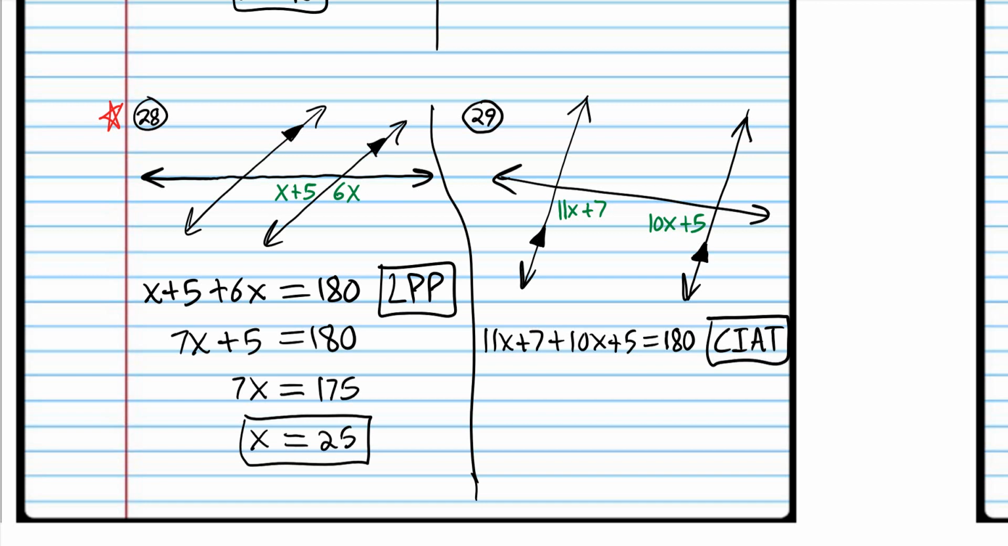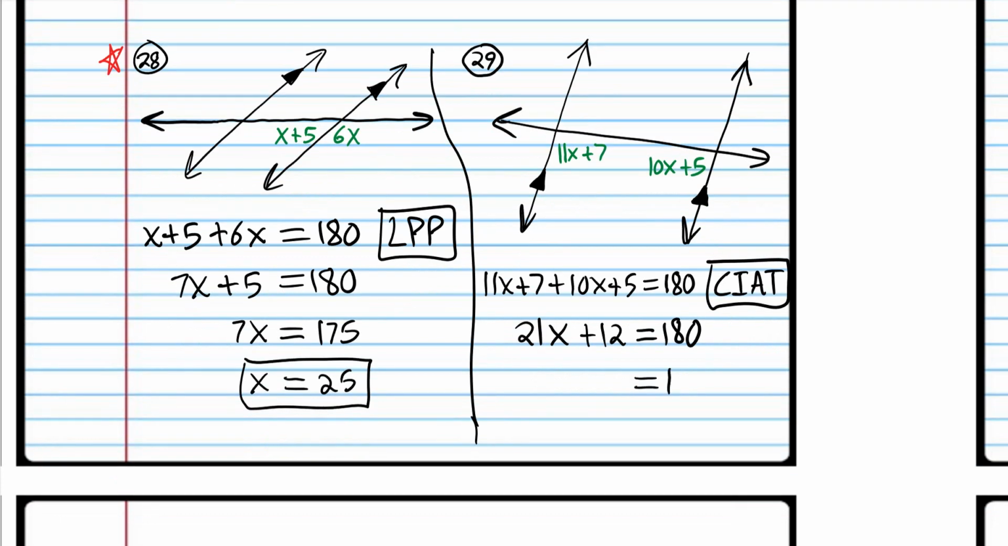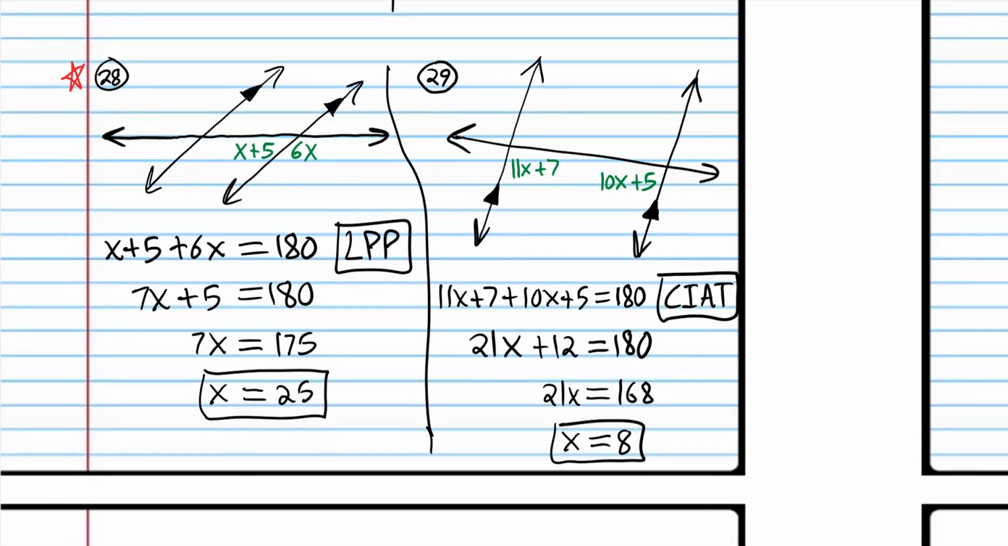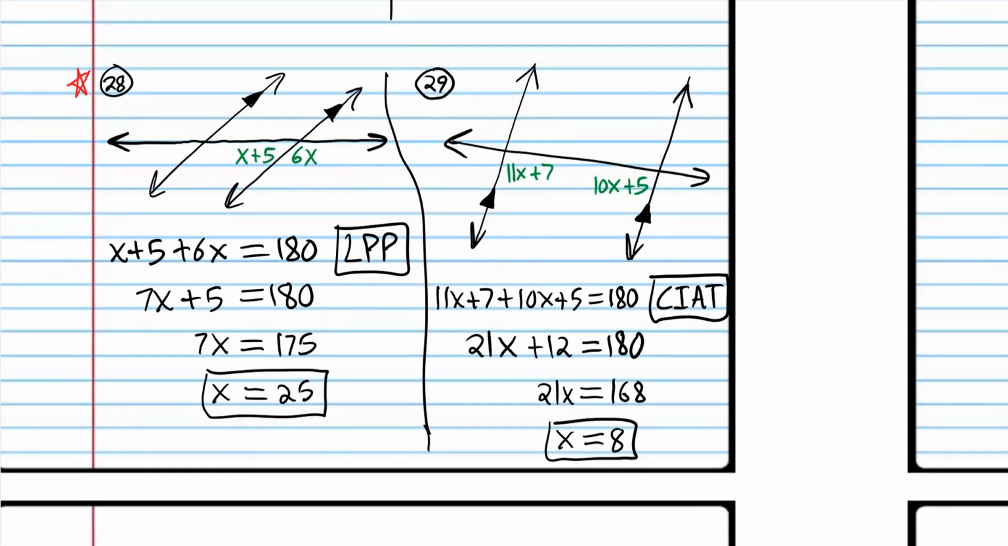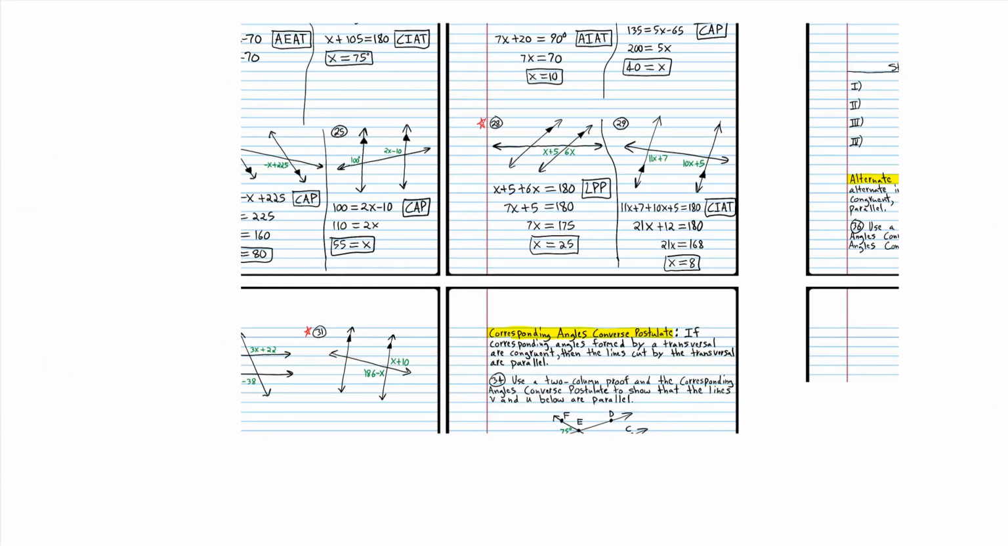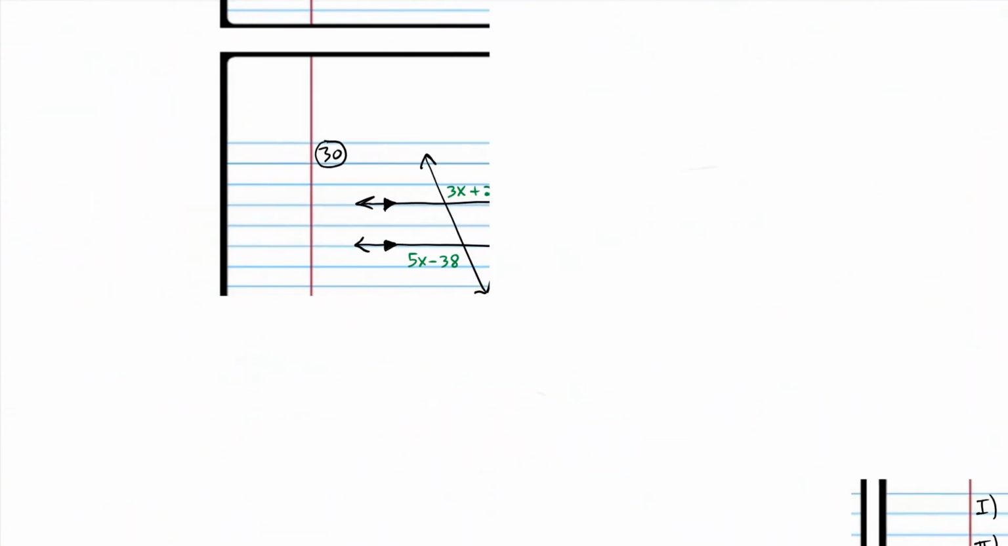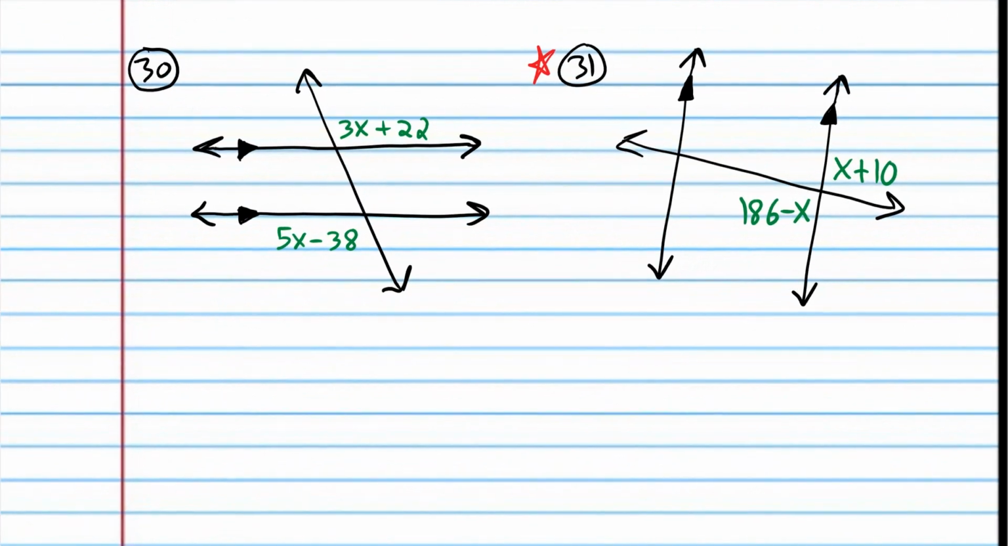So now we're going to simplify. 11x plus 10x is 21x, and 7 plus 5 is 12. And we're going to subtract 12 from both sides. You get 168. And we're going to divide both sides by 21, and we get 8. So if you got 8 and the consecutive interior angle theorem, good job. All right, on to number 30. Attempt number 30, and when you come back, we'll do it together.